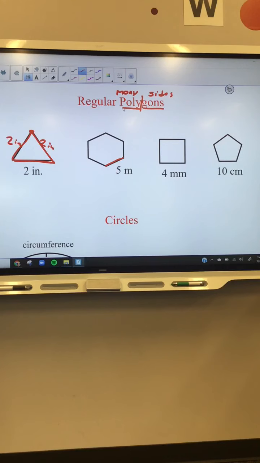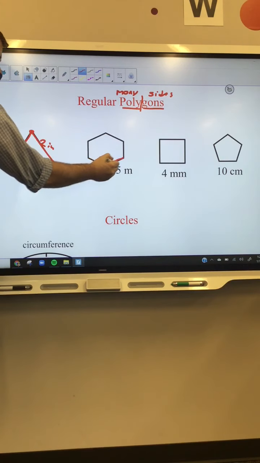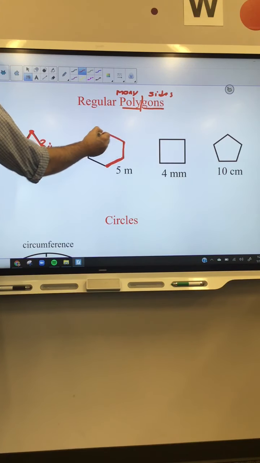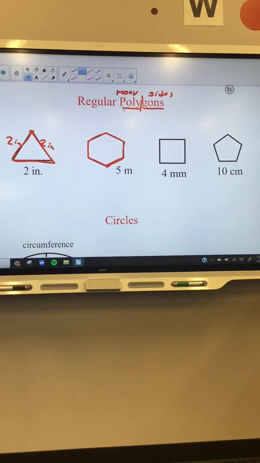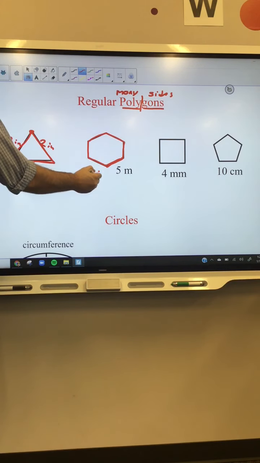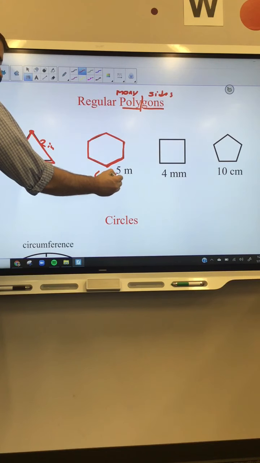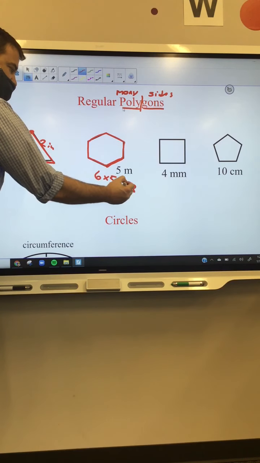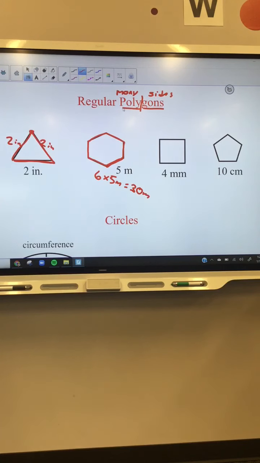I add 6 sides. Okay, so there's 2 ways to do it at this point, and I was wondering which way you did it. You said I added them all up. So you did 5 plus 5 plus 5 plus 5 plus 5 plus 5. Anybody else think of a way I could get to 30? Maybe a little quicker? Multiply. Yeah, because I've got 6 sides, each one is 5 meters, therefore, I got a total of 30 meters around the outside of the shape. So you can think of it in terms of addition or multiplication.